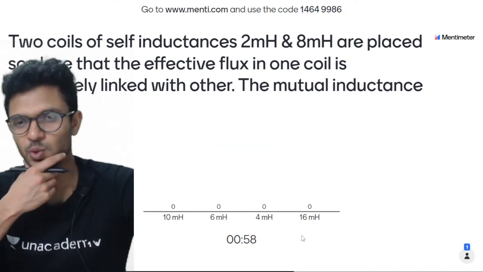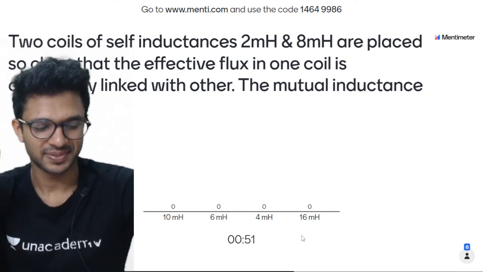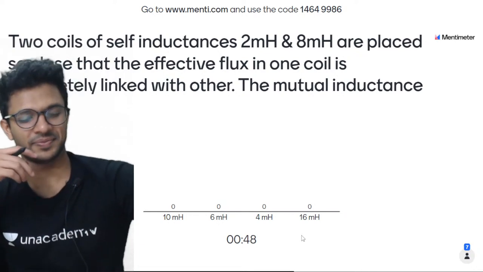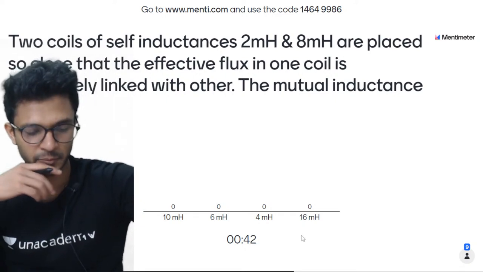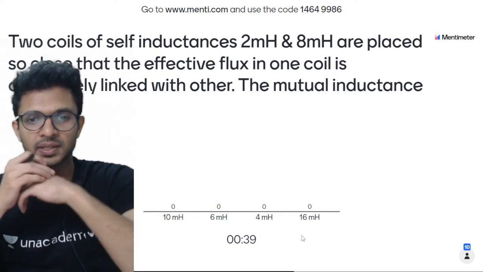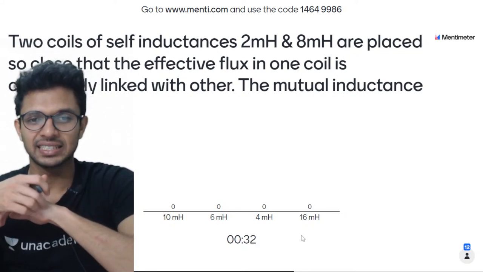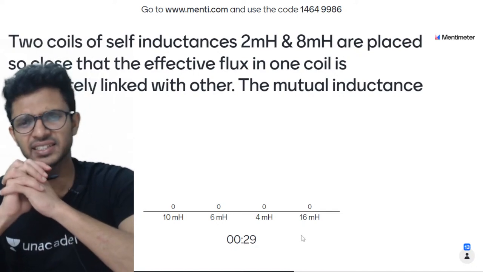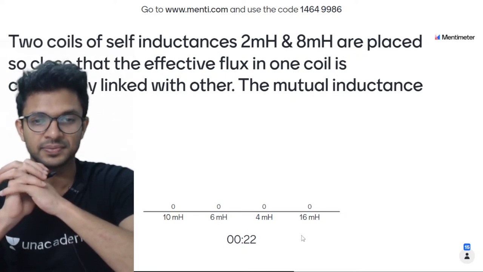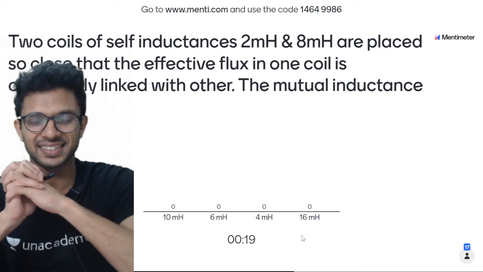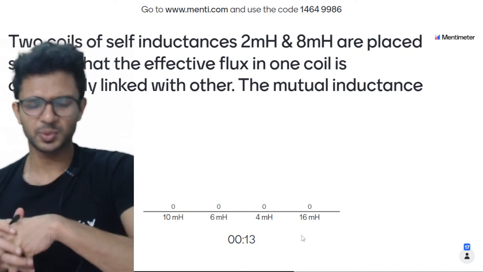Oh, this has become a small problem for all of you. Last 35 seconds left. It's simple, small, can be done like this. Okay, 25 seconds last. 20. Okay, I don't think you need this much time, right?